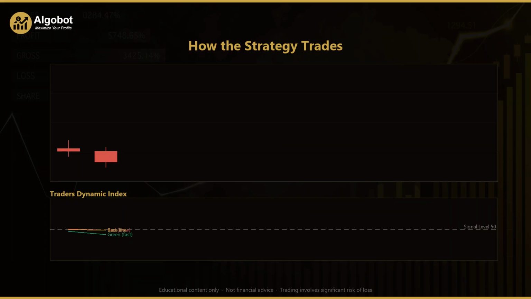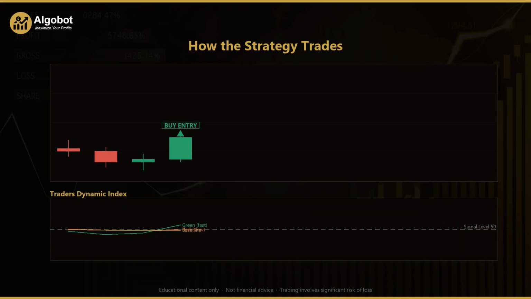In the lower panel, you can see the trader's dynamic index, with the fast green line, the smoother red line, the golden baseline, and the dashed signal level at 50 running across the middle. Watch how these lines behave as the candles form, because they, not the price, are what the strategy is reading. Look at the first two candles. Price is drifting lower, and in the panel below, the green line is sinking beneath the red line and beneath the 50 midline. Momentum is on the soft side, so the strategy simply watches.